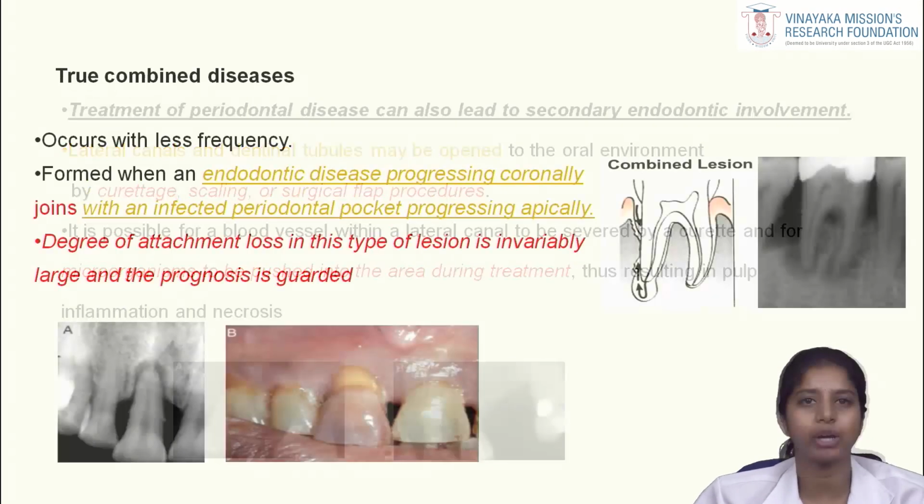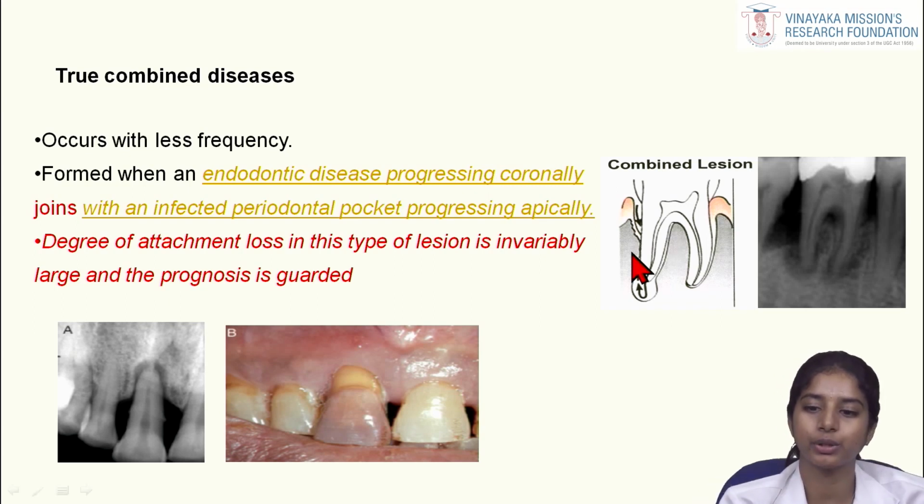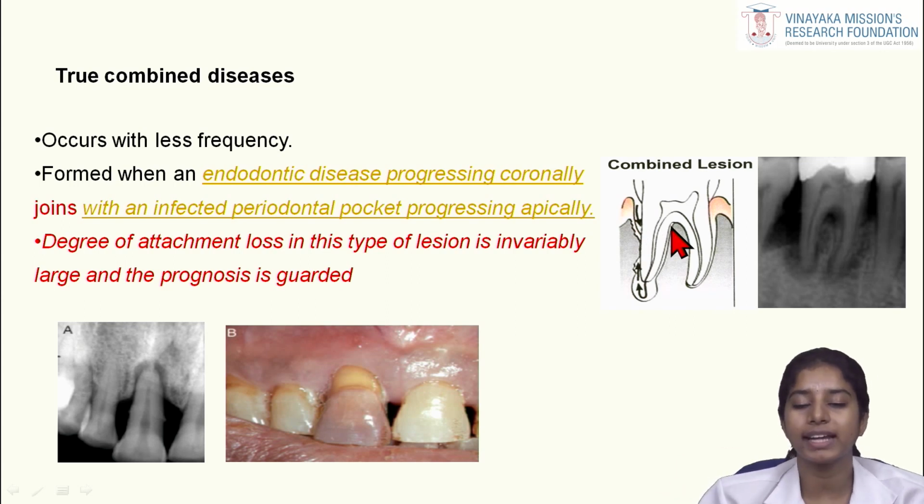So we have to be cautious in treating a periodontal disease so that we won't end up creating endodontic diseases. Then we have true combined disease, and this occurs with less frequency. This true combined lesion forms when an endodontic disease is progressing coronally, and then we have an infected periodontal pocket coronally that is progressing apically. So this endodontic disease joins with the infected periodontal pocket, and the degree of attachment loss in this type of lesion is invariably large, so the prognosis is poor.